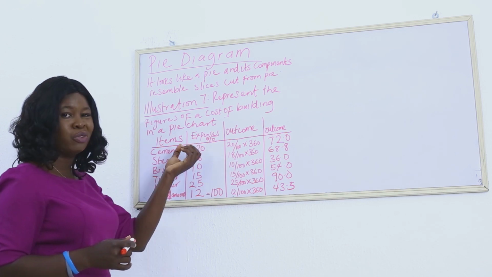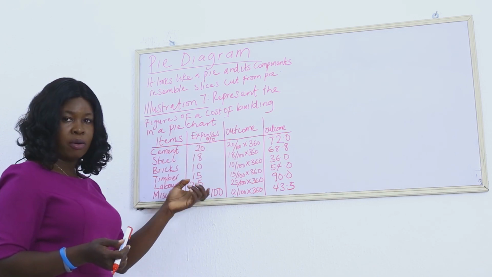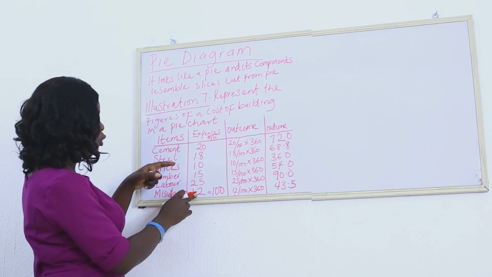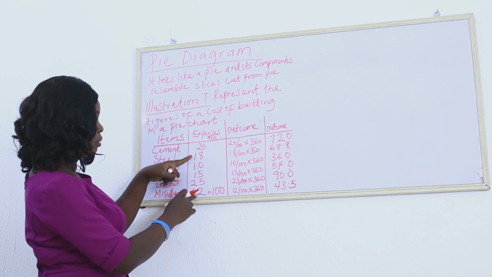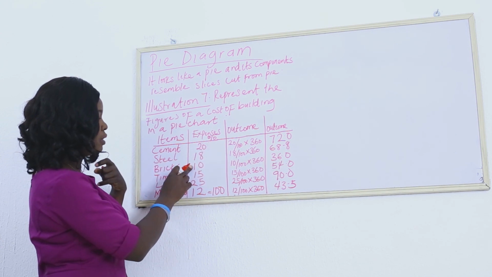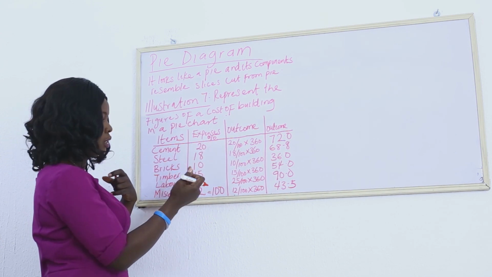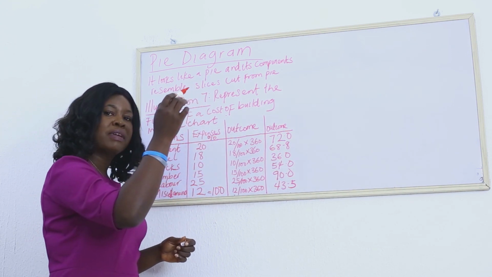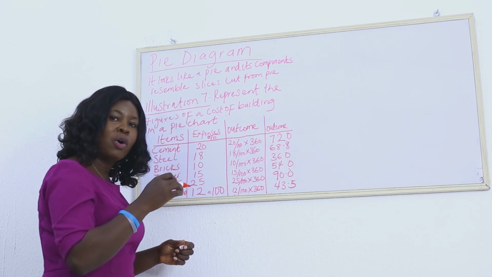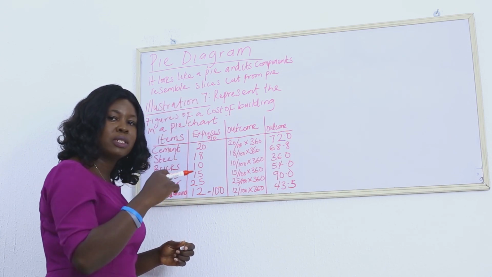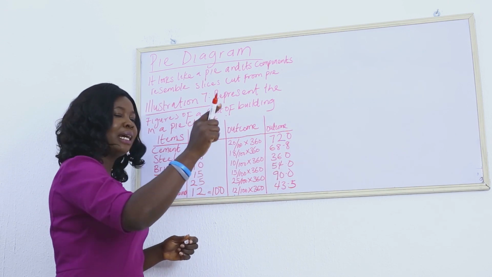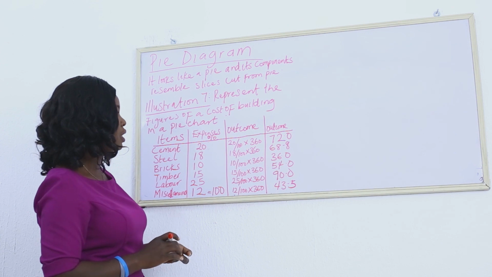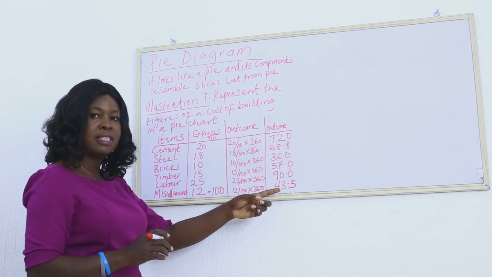Because it's in percentage, we assume automatically that the total of these values is 100. Even if you try to add up, it's still 100. 20 plus 18 is 38, plus 10, that's 48. Because it is a pie chart, the circle of that pie, the total degree of that circle, like we were taught in secondary school or primary school, that circle represents 360 degrees. And because it represents 360 degrees, I want to convert this into degrees.